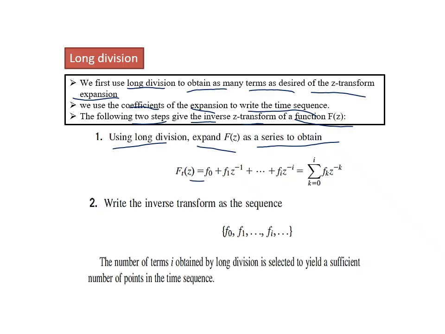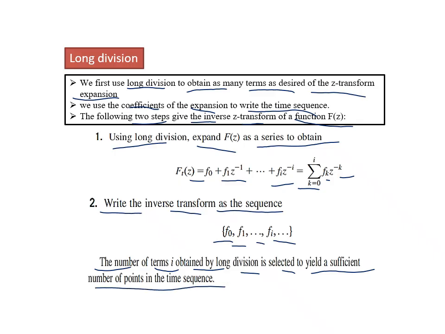to get f naught, f1 z power negative 1 until fi z power negative i. This is the summation of k equals 0 to i of fk z power negative k. We write the inverse transform as the series or the sequence f naught, f1, fi, and so on and so forth. The number of terms i obtained by the long division is selected to yield a sufficient number of points in the time sequence. We need sufficient points in time sequence.